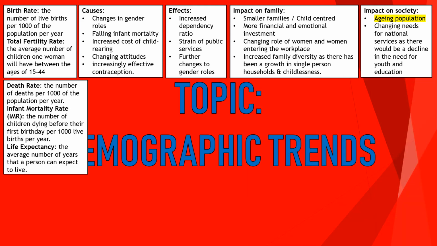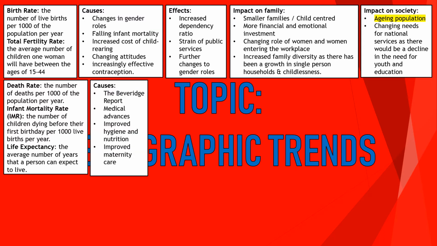Now, when it comes to death rate, it's fairly similar to birth rate, and it's the measurement of the number of deaths per thousand of the population per year. Infant mortality rate, on the other hand, is the number of babies dying before their first birthday per thousand live births per year, and life expectancy is how long we can live. Now, death rate and infant mortality rate have dropped. Life expectancy has improved. Life expectancy and death rate are measuring sort of the same effects, causes and consequences, but it's how many people die and how long we live. But it's a very similar cause and effect system.